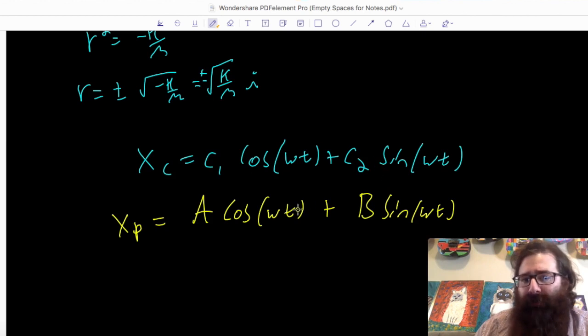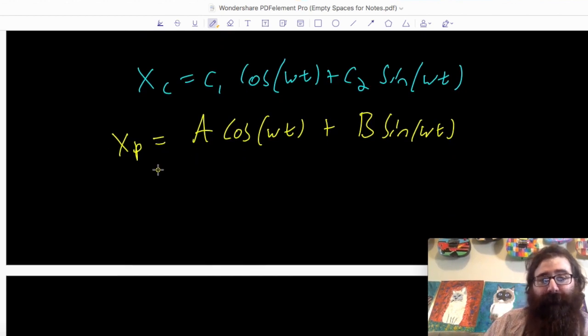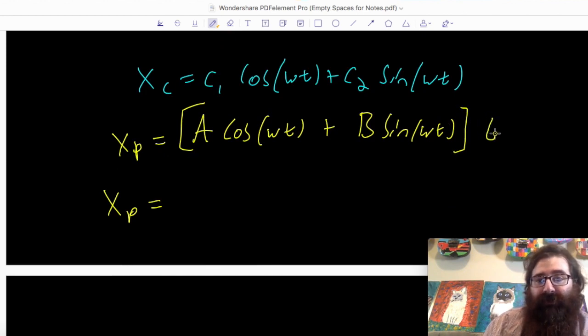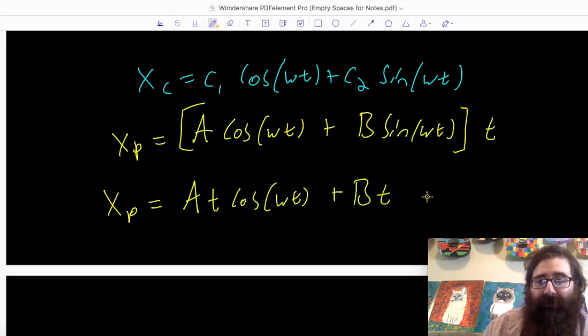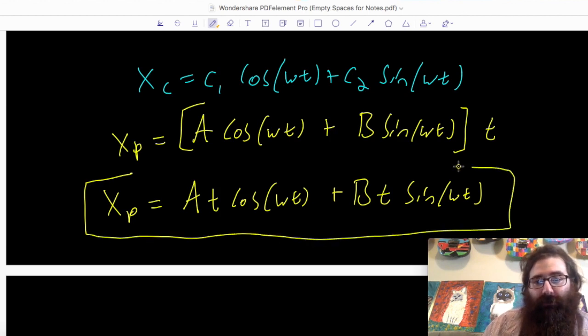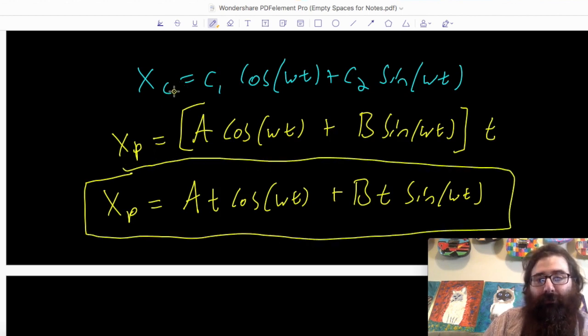So we'd say, well, hold on. These things shouldn't be overlapping in this way. They shouldn't be competing for the same function. So what would I have to do to fix the guess? Well, to fix this guess, we would have to multiply all of this by t. So now we have a times t times cosine of omega t plus b times t times sine of omega t. And this is now linearly independent, so this is a fixed guess. So this should work now, since it's not linearly dependent against the homogeneous solution.